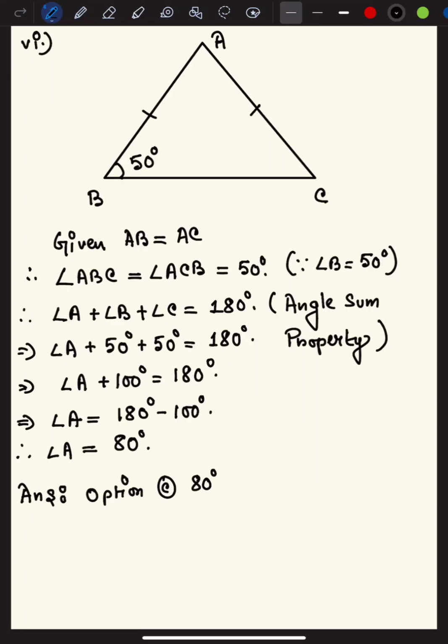It is given in triangle ABC, AB equals AC and angle B equals 50 degree. Then find angle A. So this is a triangle ABC where AB is equal to AC, and this angle B is equal to 50 degree. Therefore we can say that since AB equals AC, angle ABC will be equal to angle ACB. Got it? So this will also be equal to what? 50 degree.